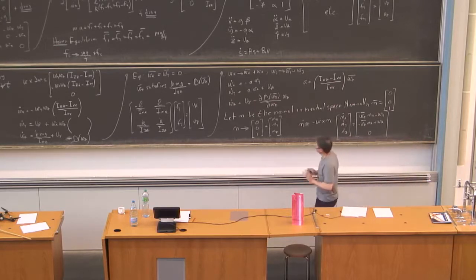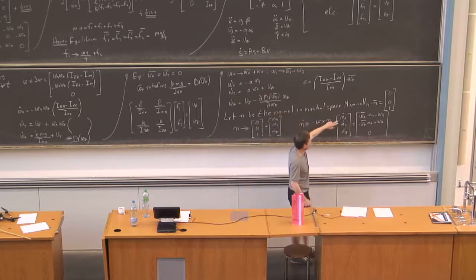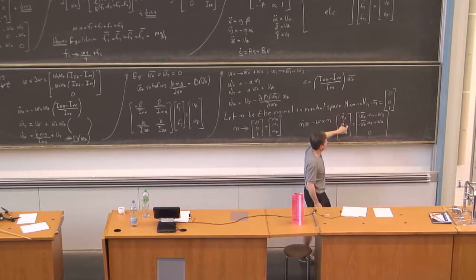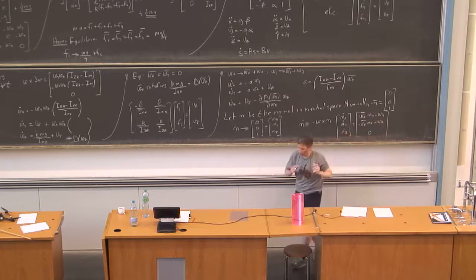Okay, so now we're going to put this together. I have an equation here for omega sub x dot, omega sub y dot, and I have an equation here for nx dot and ny dot, and it depends on ny, nx, omega y, and omega x. Let's put all of that together.